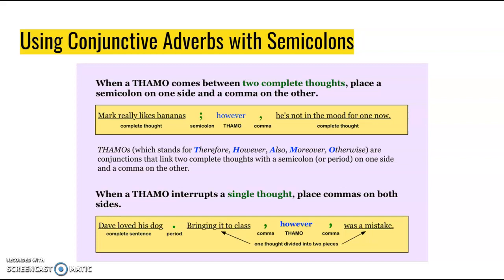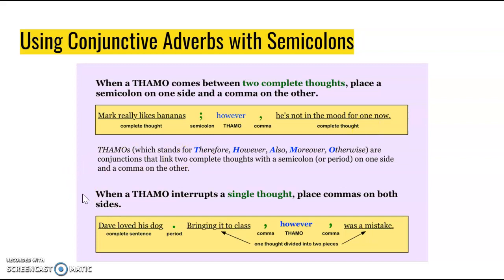on the other side. So if you look here, Mark really likes bananas. We have an independent clause that makes a complete thought. Semicolon. However, comma, he's not in the mood for one now. So we have our two independent clauses, and then we combine these with a semicolon, a conjunctive adverb or THEMO, comma, and then our second independent clause.